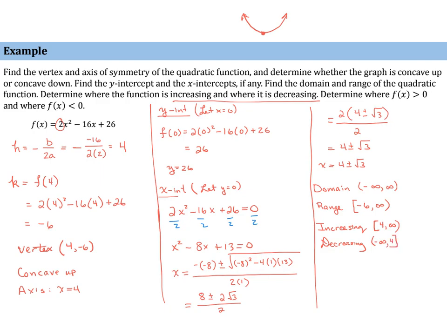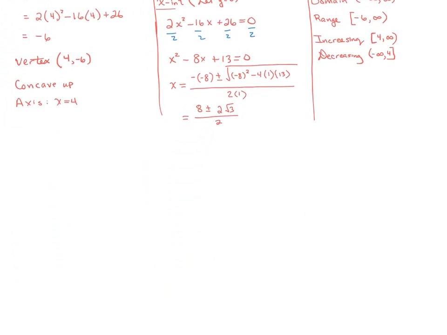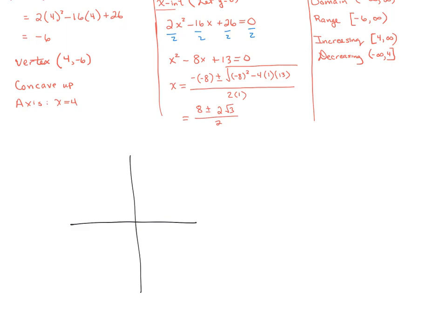Now, lastly, where is our function positive? Well, for this, it might be beneficial to think of it graphically. So we have this graph, and its vertex is at 4, negative 6. And we have 4 plus the square root of 3 and 4 minus the square root of 3 as the intercepts. So there's 4 minus the square root of 3. And this is 4 plus the square root of 3.